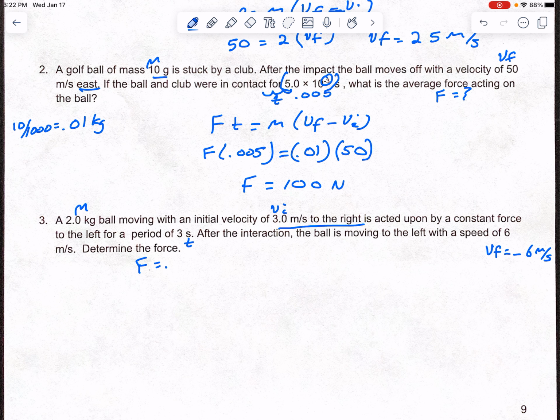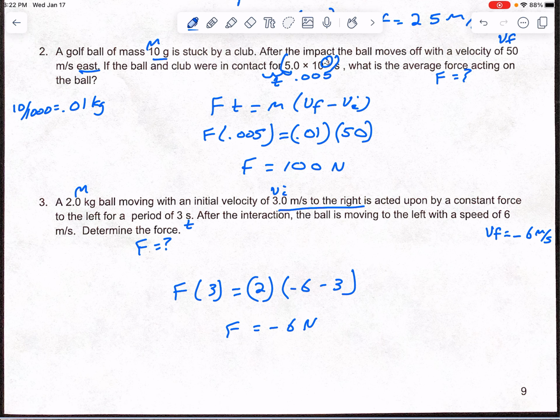Determine the force. So we're going to use the impulse momentum theorem again. So F we don't know, times t, which is 3 seconds, equals mass, which is 2, times VF minus VI, so VF is negative 6 minus 3. And you should get a value of negative 6 newtons. So again, just watch out for your signs there. Just make one of them negative, it doesn't matter which one. So if you got 6 newtons because you made the first one negative, that's fine. It's going to give you the same value.